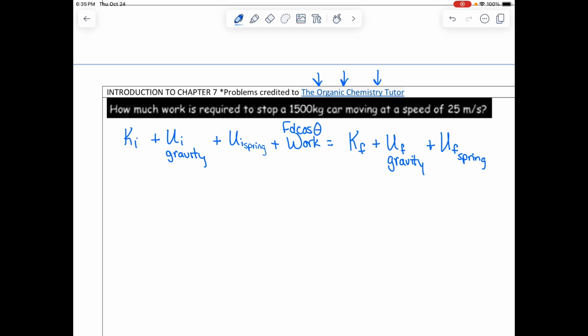Ready? How much work is required to stop a 1,500 kilogram car moving at a speed of 125 meters per second? Does that just say 25 meters per second, not 125 meters per second? Yeah, didn't I say that? You said 125. My bad.